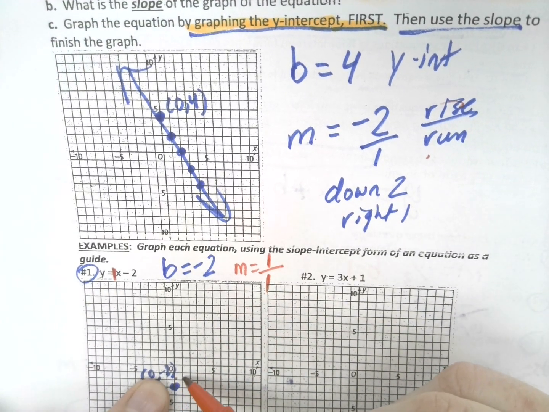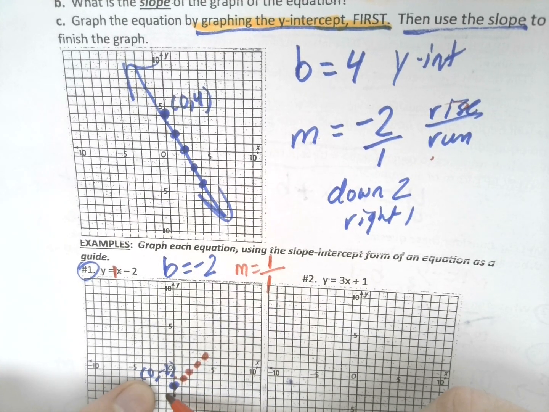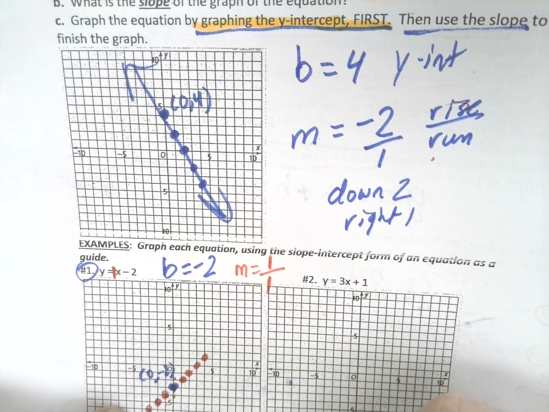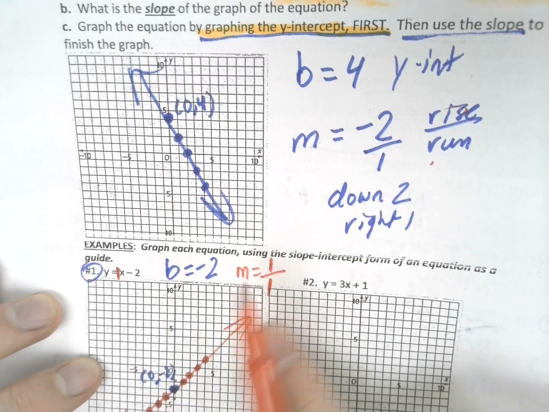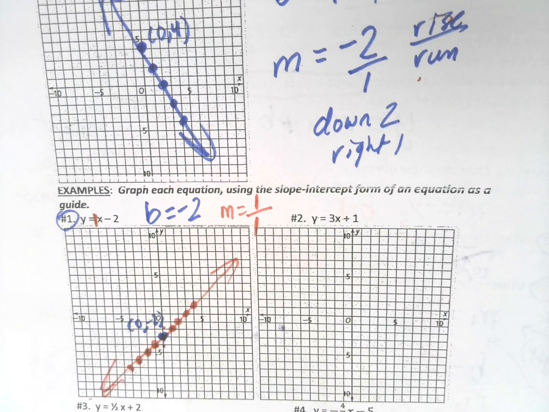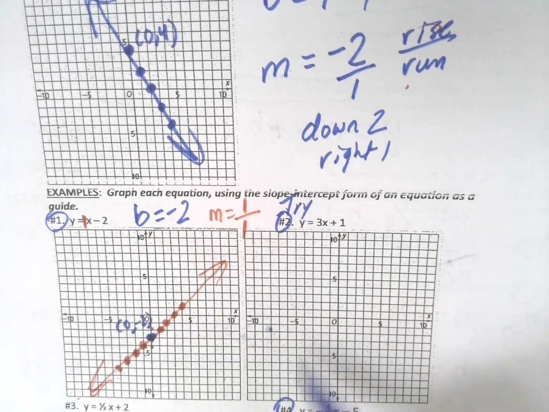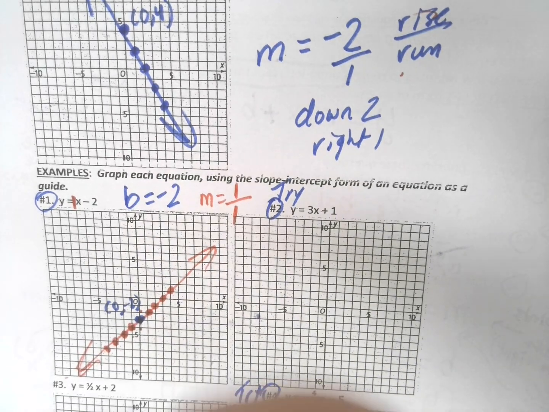So we go up 1, right 1, up 1, right 1. Could we also go down 1, left 1? Yes, we could. It's the same thing. Down 1, left 1, down 1, left 1. Yeah, we're filling out our line here. Wow, that's the best line I've ever made. And so I'm going to let you guys try. Try number 2 and try number 4 for me. We'll check them and we'll be done for the day.